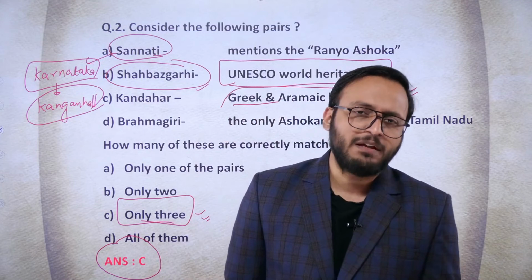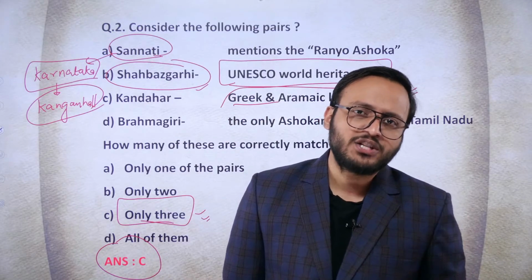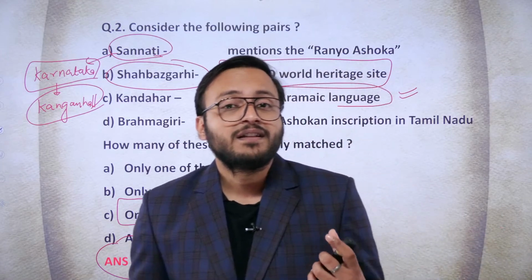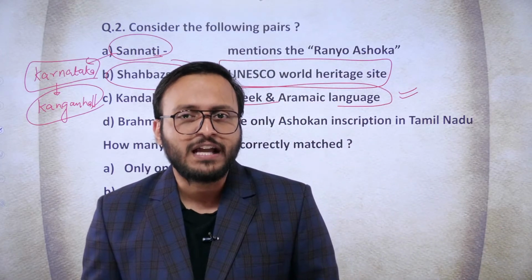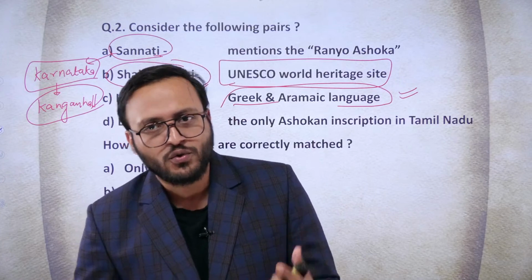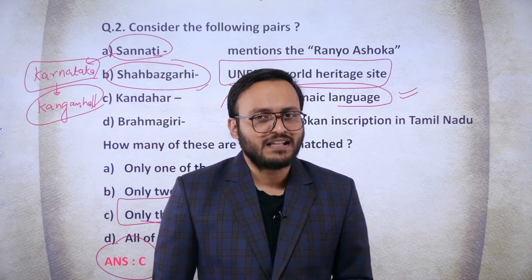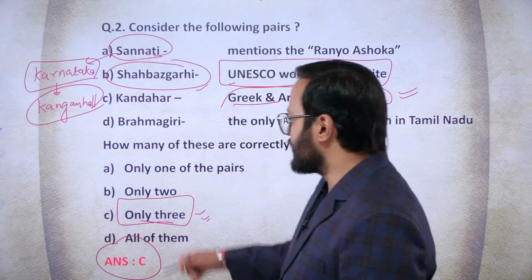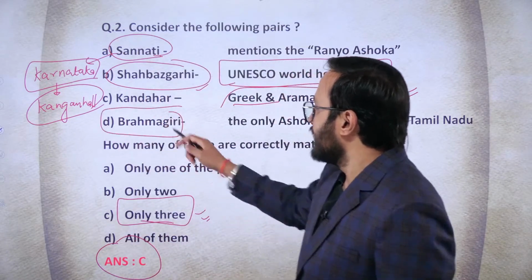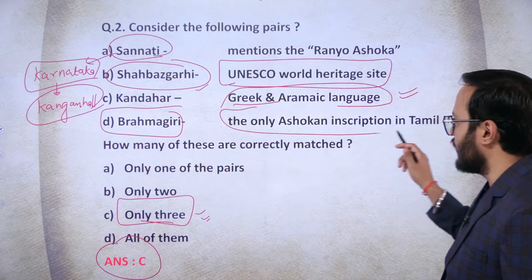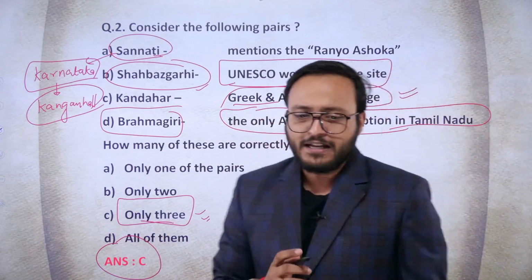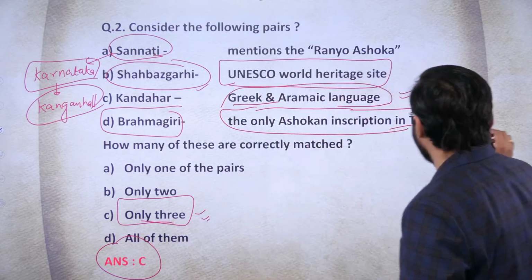So most of you might be aware that it was James Prinsep who deciphered the Brahmi script for the first time to understand the meaning of the Ashokan edicts in 1837. Okay. Now, the fourth location, that is the Brahmagiri. The question says that it is the only Ashokan inscription in Tamil Nadu. But let me tell you that this is not correct.